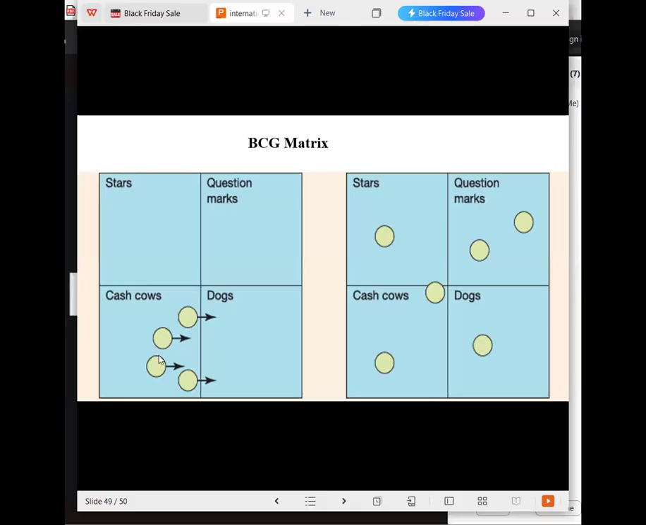What does it mean, having these four in cash cow? What is the implication when you have four products in cash cow, for a company to decide that?